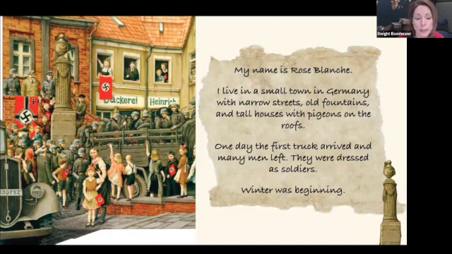Winter was beginning. I want you to notice a couple of things in this picture. First, what is the atmosphere in this picture?